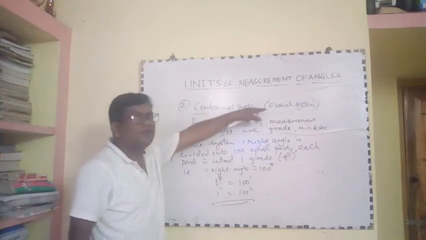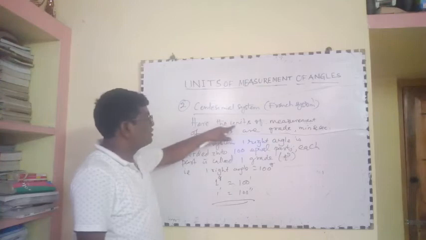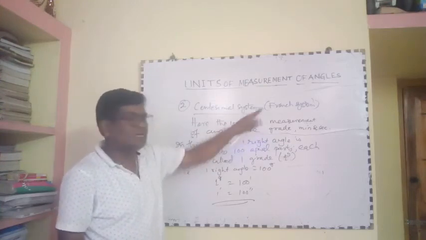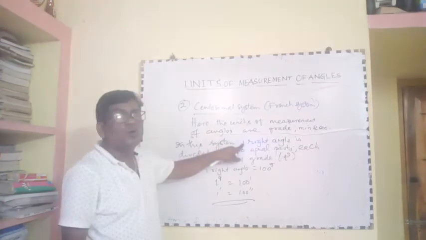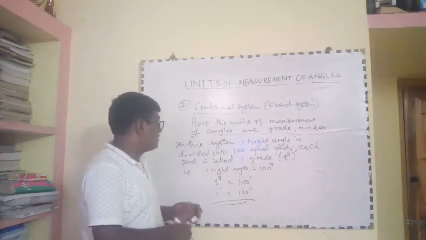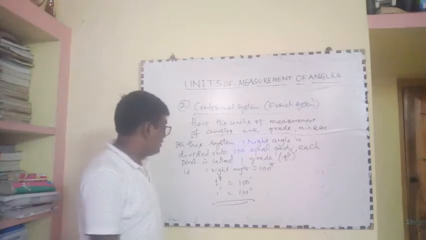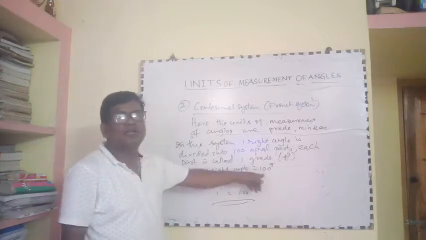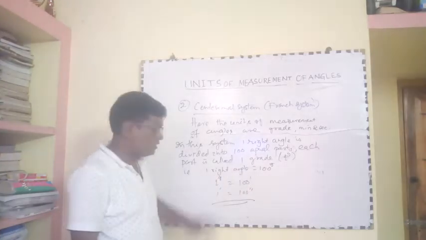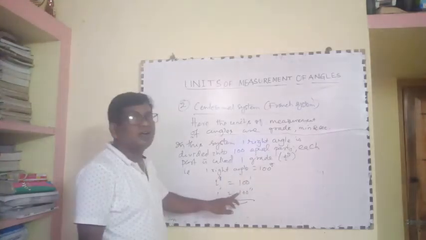Centesimal system or French system. Here the units of the measurement of angles are grade, minute, seconds. In this system, one right angle is divided into 100 equal parts. Each part is called 1 grade. That is, one right angle equal to 100 grade. Further, one grade is equal to 100 minutes and 1 minute equal to 100 seconds.